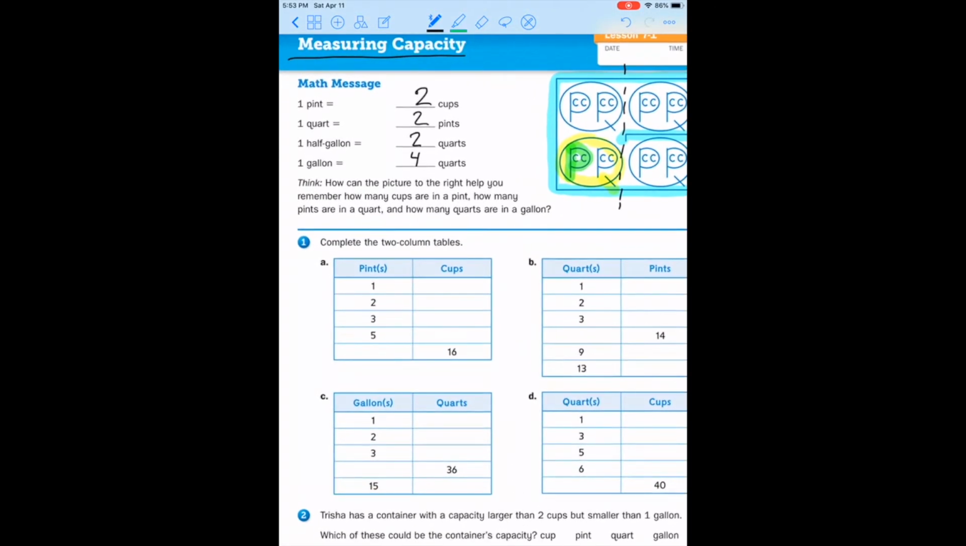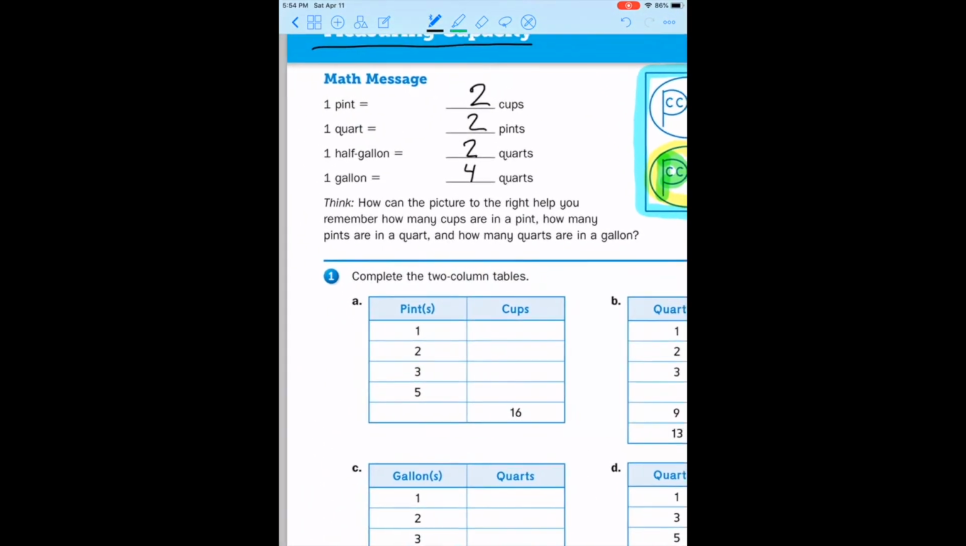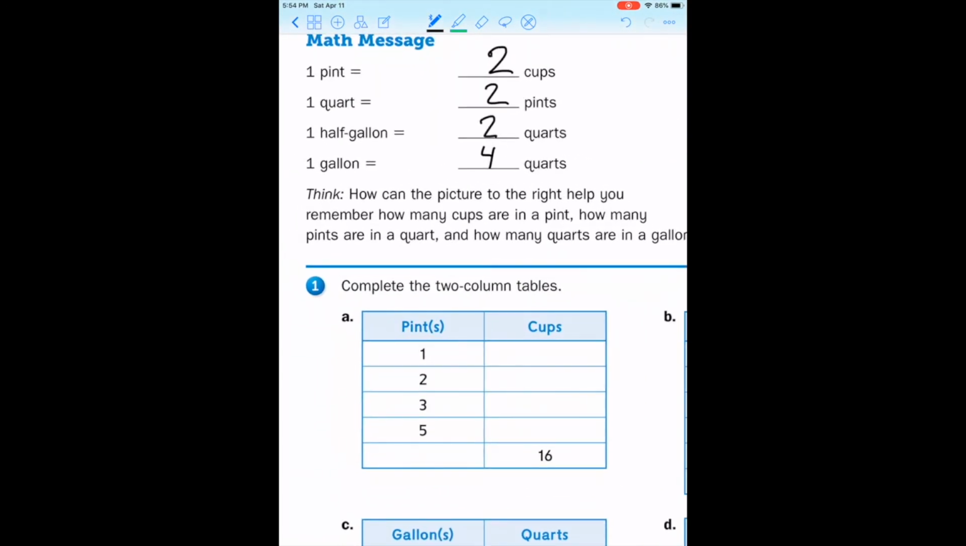So let's look at A. 1 pint. And I know for every 1 pint, there is 2 cups, because that is what it tells us here. For every 1 pint, there's 2 cups. So that means if I want to convert pints to cups, I have to multiply by 2. So 2 times 2 is 4. 3 pints times 2 is equal to 6 cups. 5 pints times 2 is equal to 10 cups.